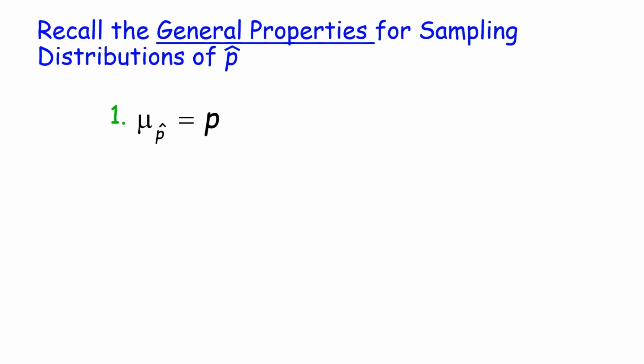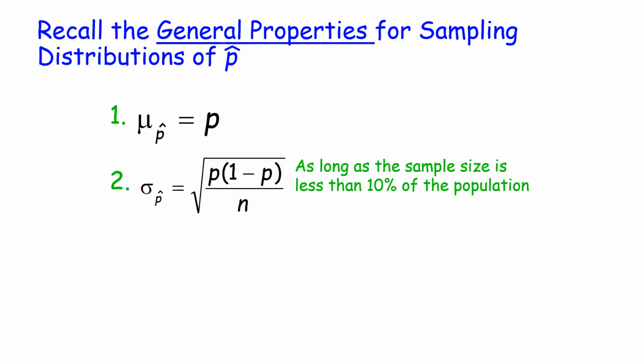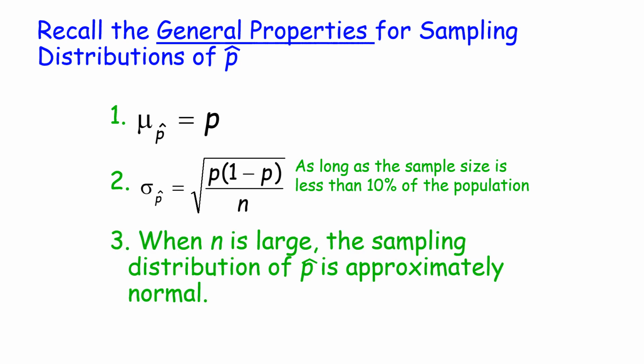Now recall the general properties for sampling distributions of p hat. First, mu of p hat equals p. Second, the standard deviation of p hat equals the square root of p times 1 minus p, all divided by n, as long as the sample size is less than 10% of the population. And third, when n is large, the sampling distribution of p hat is approximately normal.